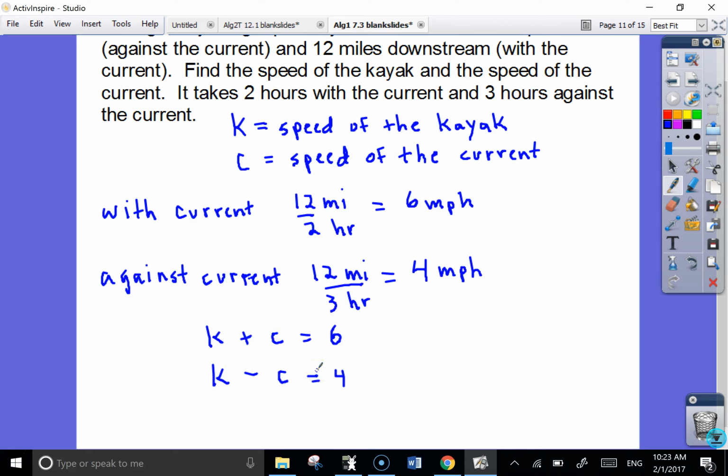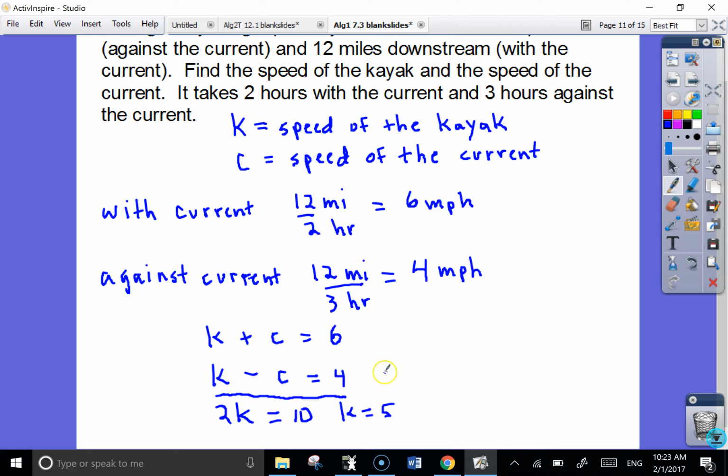That's a system of equations. We have two equations, two variables, and we should be able to solve it. Now, given that today's lesson is about solving by elimination by adding or subtracting, it would appear that we could either subtract and cancel the K's, or we could add and cancel the C's. I think I'm going to add. Right? So add the two equations. 2K equals 10. So K equals 5.